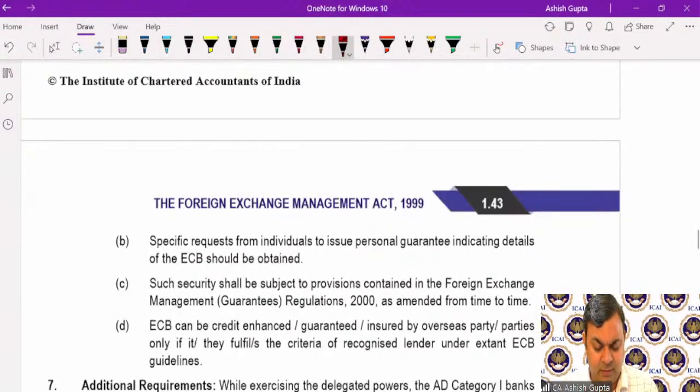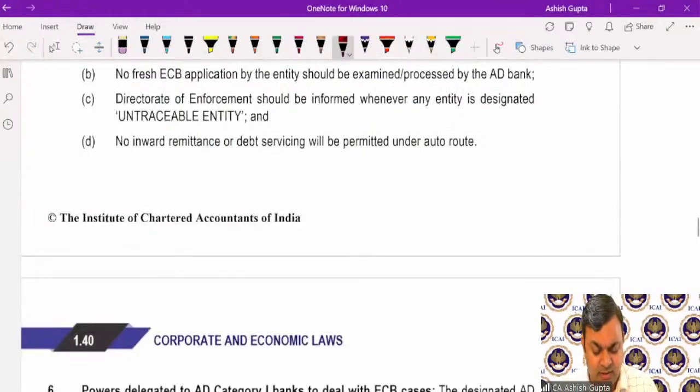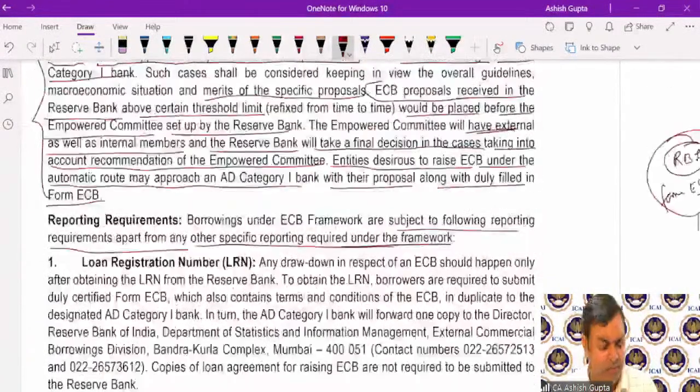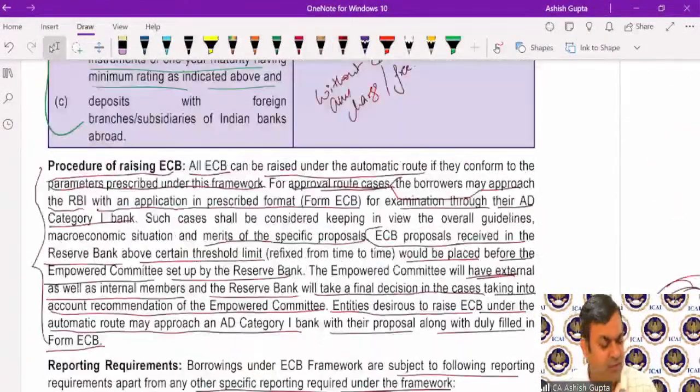Okay, so till this point, I think so many things are clear. If you have any doubt, you can ask your doubts. Till that point, procedure for raising ECB. We can say ECB is the lengthiest topic in FEMA.